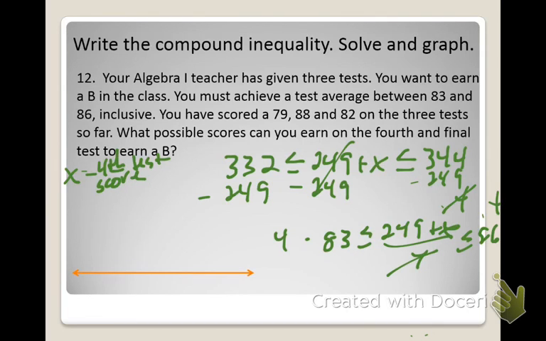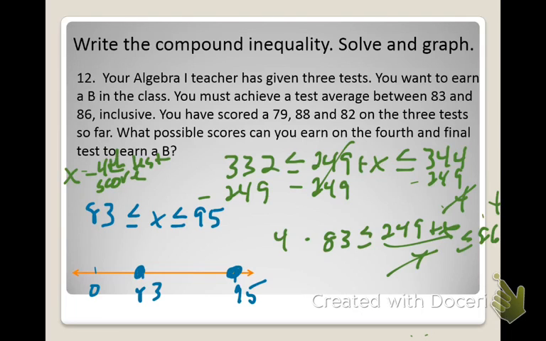And so what you discover by doing this is that your score on the 4th test, which is what X represents, would have to be between 83 and 95 inclusive. So you can score anywhere from an 83 to a 95 and still maintain your B. Okay? Now we have a number line here, so we might as well graph this. 83, 95. Inclusive means that you can score those and be good. And there's in between.